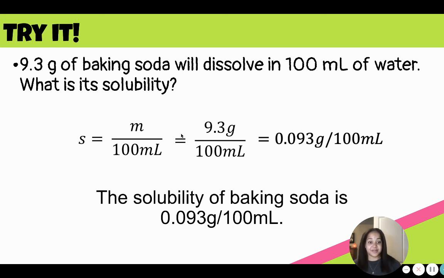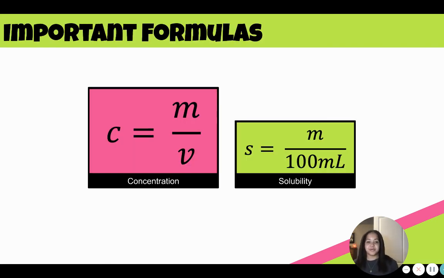So if you were to answer this in a quiz form or anything like that, you'd say the solubility of baking soda is 0.093 grams for every 100 milliliters. So these are the important formulas from today, and I really encourage you to practice some additional ones on your own. And remember, with hundreds, you're just going over 2 decimal places, so it's usually quite simple.